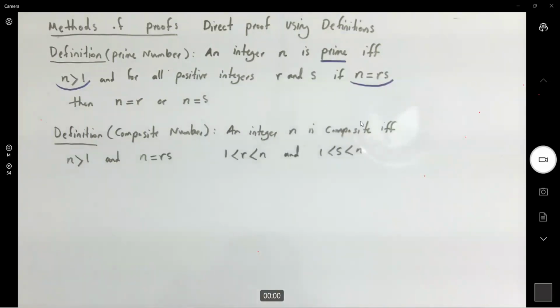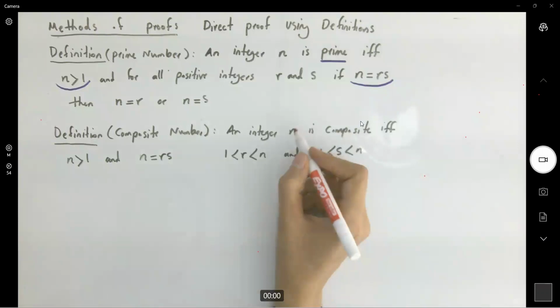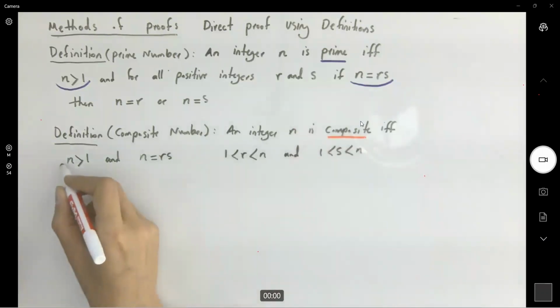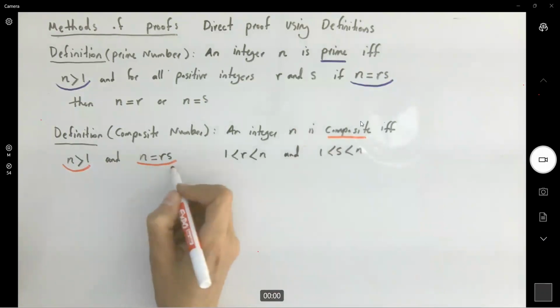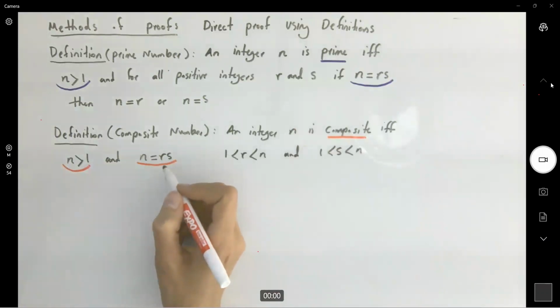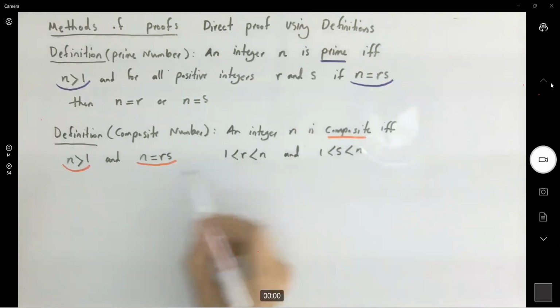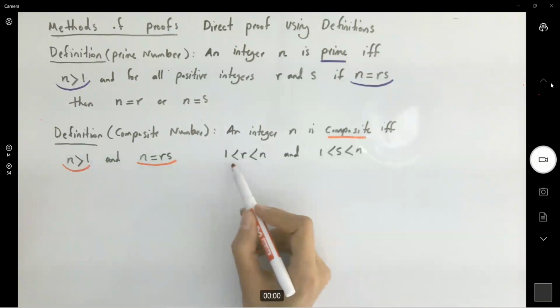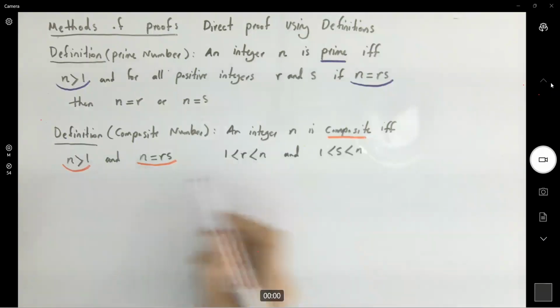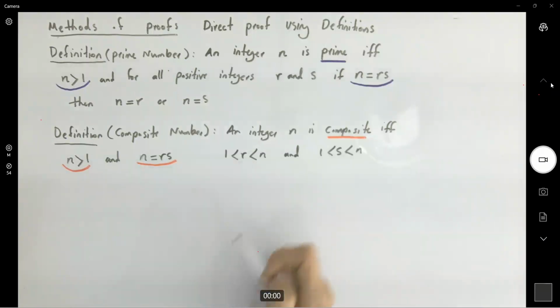So compare these two definitions. The composite number is larger than 1. If it's a multiplication of two numbers, then for sure you can say that these two factors are larger than 1 and smaller than the integer itself. So these are the factors. These are the official definitions. Now let's go over some examples.